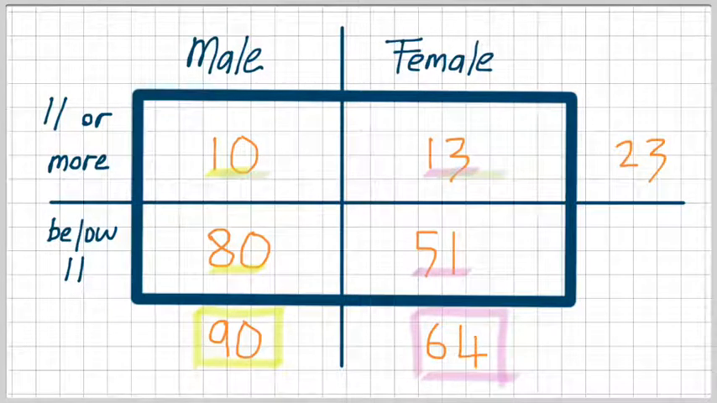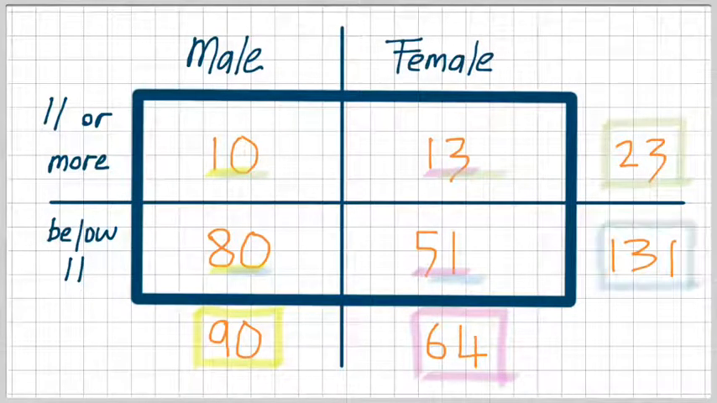The other thing we can look at is the total number of students who got 11 or more. That is 23. And we can also look at the total number of students who scored below 11, which is 131. Hopefully you can see from there that there are quite a large number of students, 131, who are not really that fit. But anyway, let's press on.